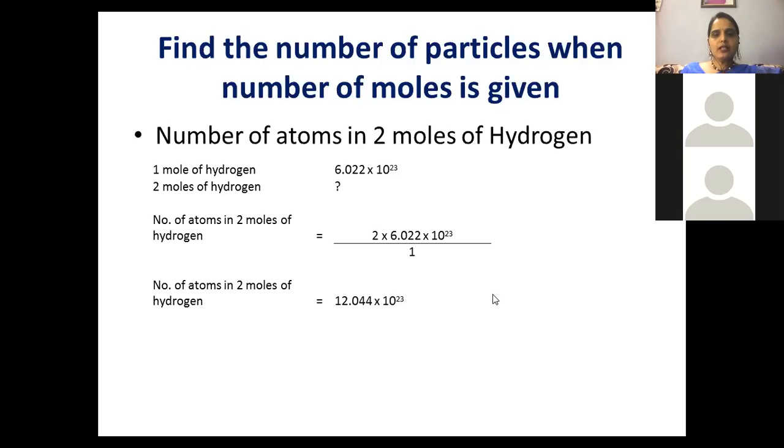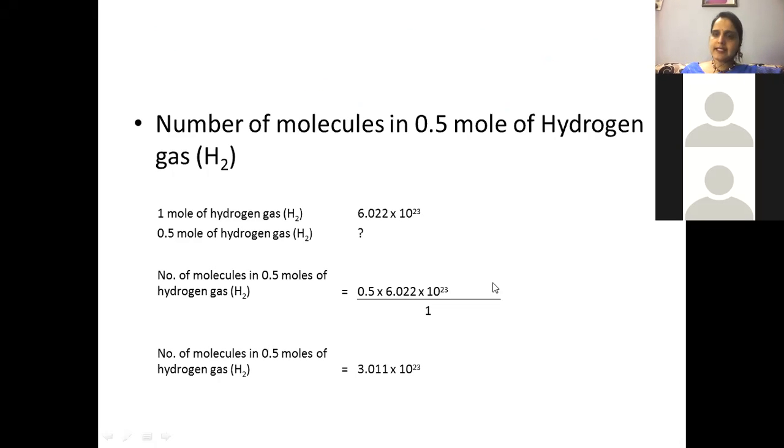Okay, now we come to the next problem. Same thing: we have been given moles and we have to find the number of molecules. You can see here that we have been asked to find the number of molecules in 0.5 mole of hydrogen gas. We are referring to hydrogen gas, which is H2, so the particles that we are going to refer to are molecules. Similarly, the way we did in the earlier problem, the same approach we are going to have here.